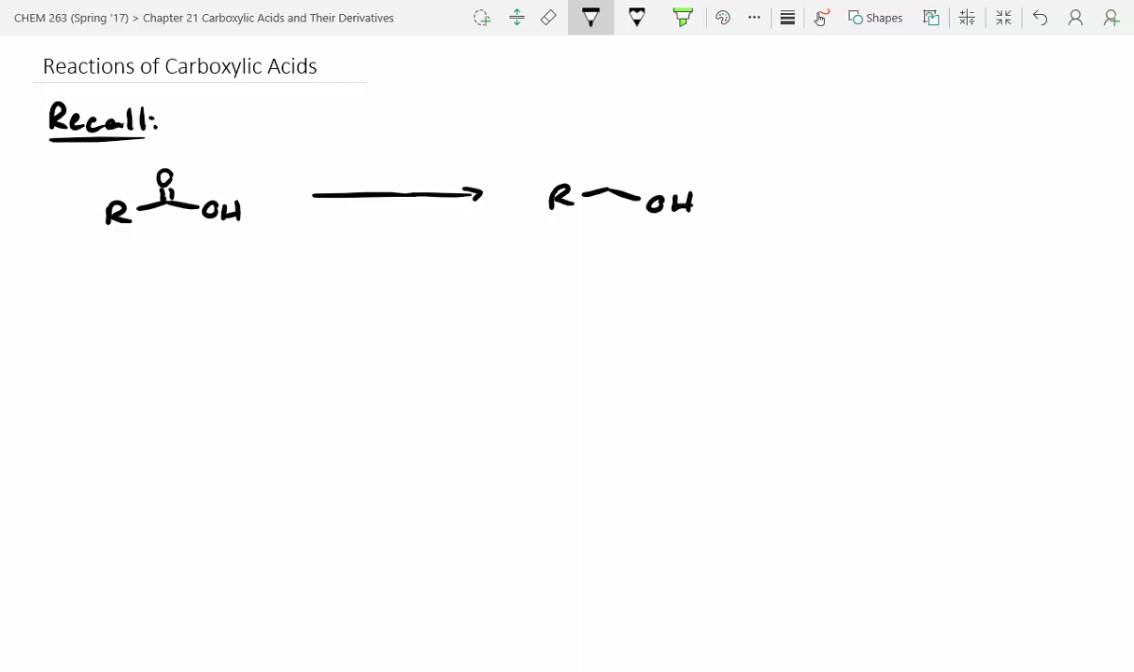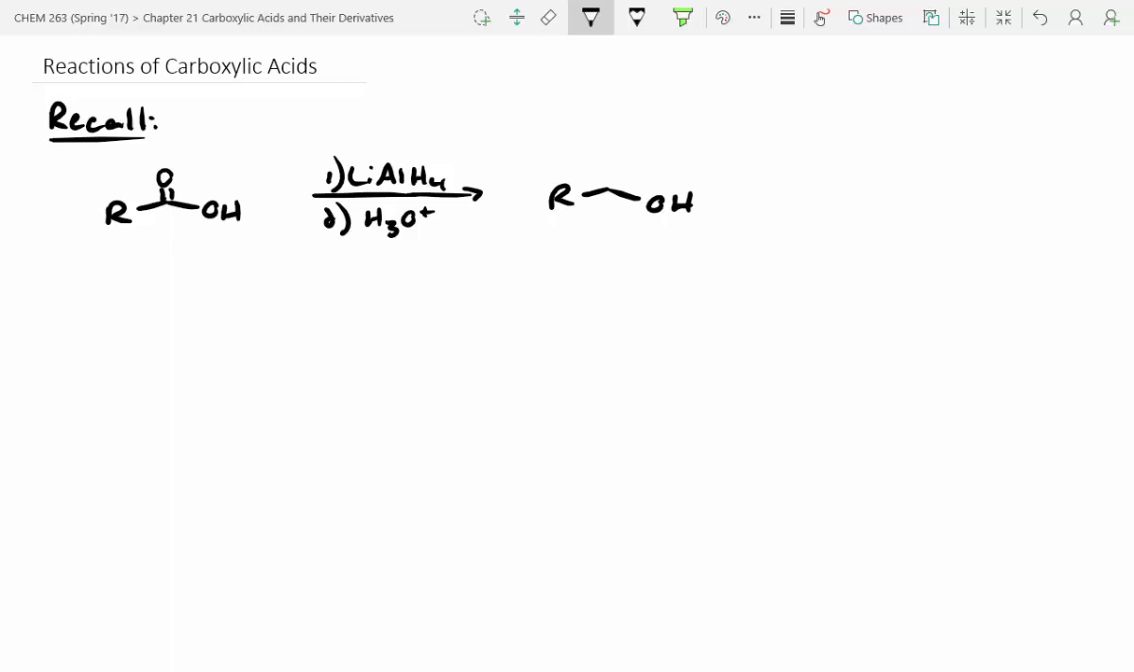What if I want to do the reverse reaction of going from a primary alcohol to a carboxylic acid? What reagent would I need? LAH. So lithium aluminum hydride, followed by an acidic workup. Why can't I do this all in one flask? Why does it need to be two steps?